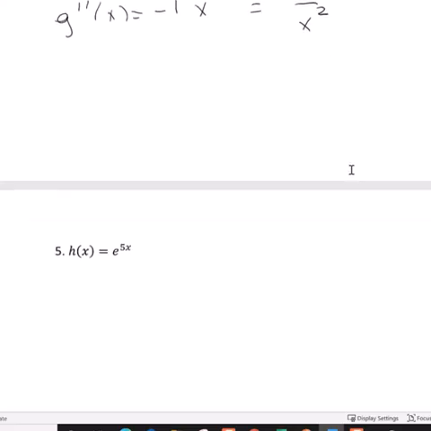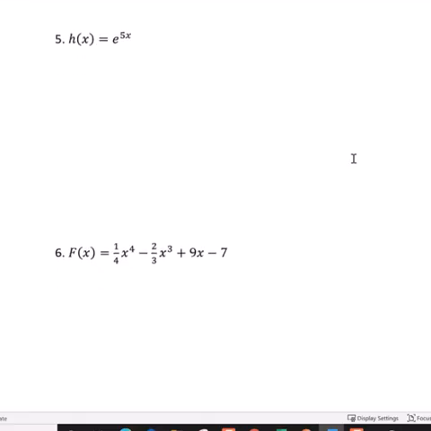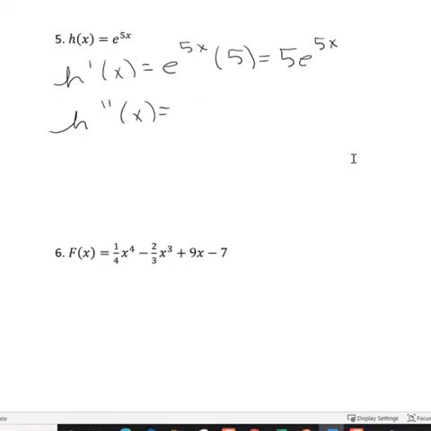Since we did ln, makes sense that we would also look at e. H of x was e to the 5x, h prime of x will be e to the 5x, but don't forget to go back to that 5x and take the derivative, so I have 5e to the 5x. We're going to do that again, h double prime of x. I have 5e to the 5x, derivative of 5x is 5. You do need to simplify that. 5 times 5 is 25, e to the 5x.